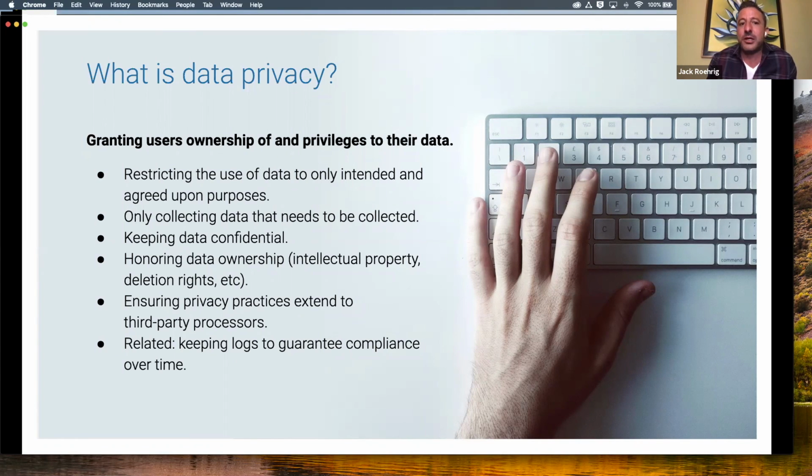But it's really critical to only collect the data you need to collect, because if you have a bunch of data in your system that you have no use for, you've just increased your risk for no reason. So you get hacked and you have sensitive data that you didn't even need. You suffer a public relations nightmare.